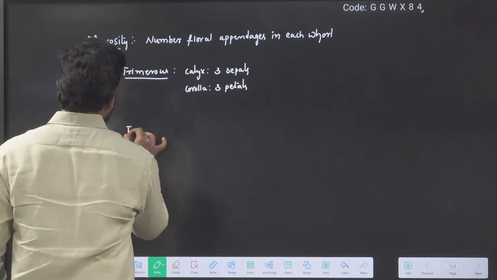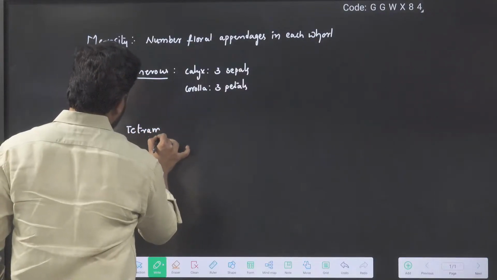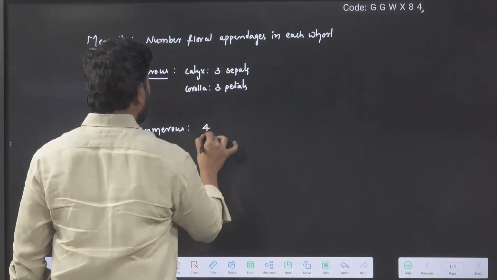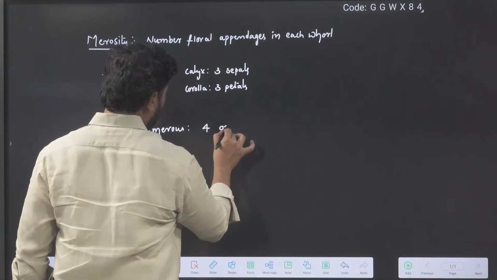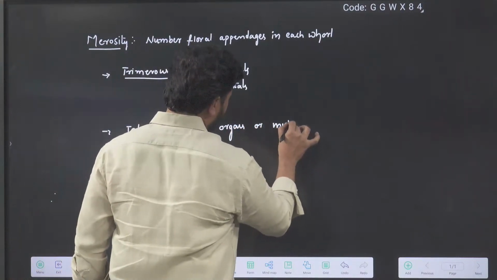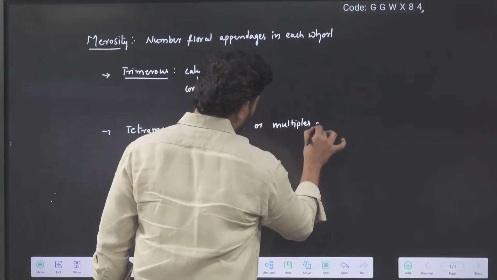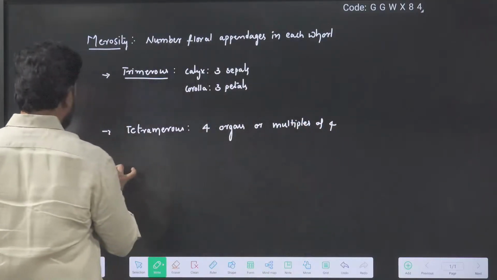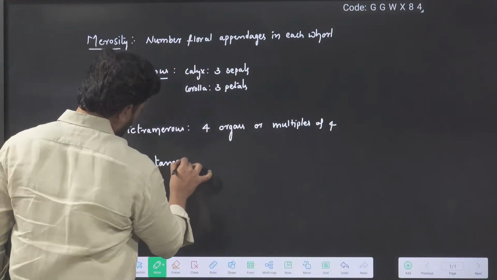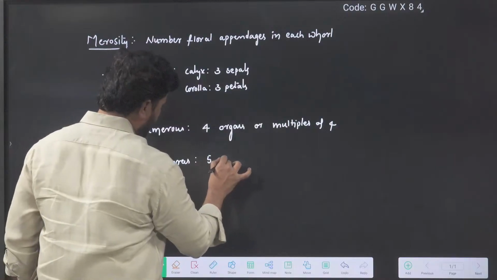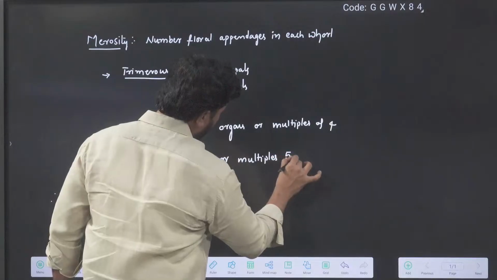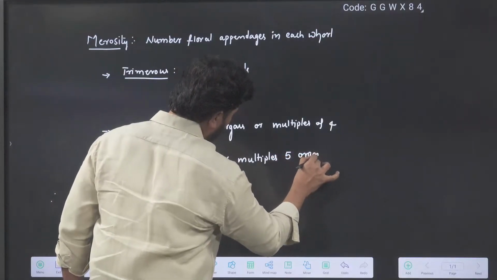Next one, tetramerous. In tetramerous flowers, in each whorl, the 4 appendages or floral organs are multiples of 4. Next, pentamerous. Multiples of 5 floral organs or floral appendages.